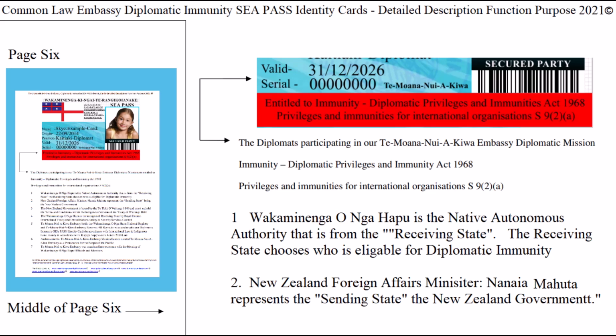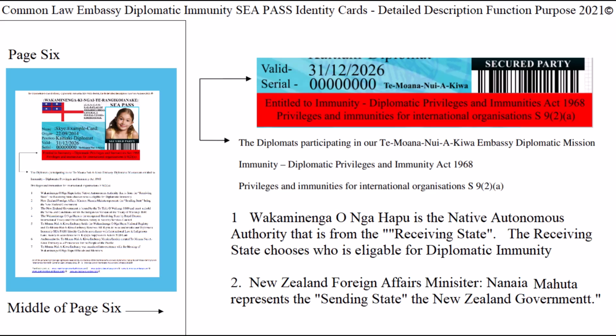Okay, and so the receiving state chooses who is eligible for diplomatic immunity, not the other way around. The New Zealand Foreign Affairs Minister, Nanaia Mahuta, represents the sending state. She represents the New Zealand government. And it's not really up to Nanaia Mahuta who receives diplomatic privileges and immunities. It's up to us, the receiving state. Okie dokie. What else is there?